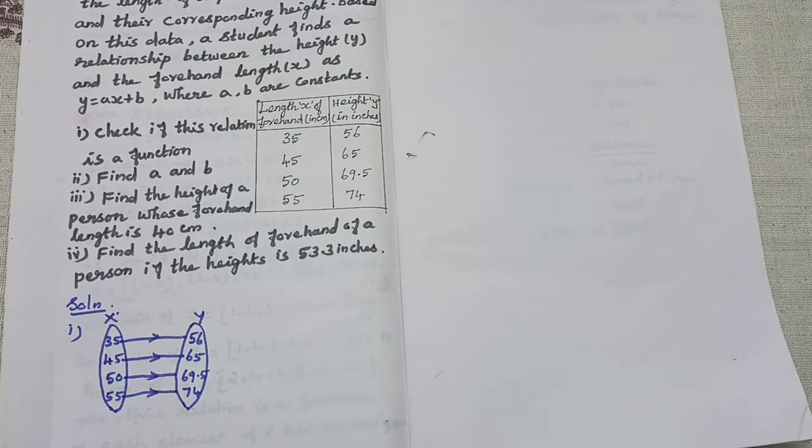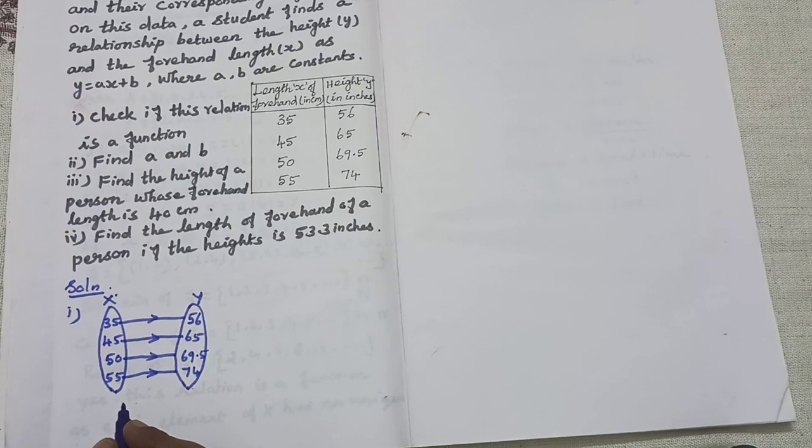Every element in X has a unique image in Y, isn't it? Here 35 has one image. Here 45, one image. Then 50, another image. 55 is another image, isn't it? Every element in X has a unique image in Y. At once what can we write? It is a function. Correct?